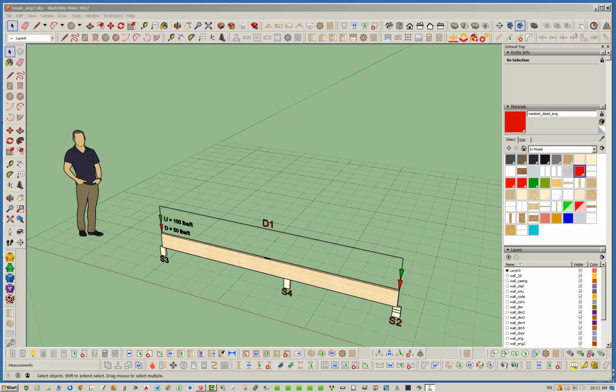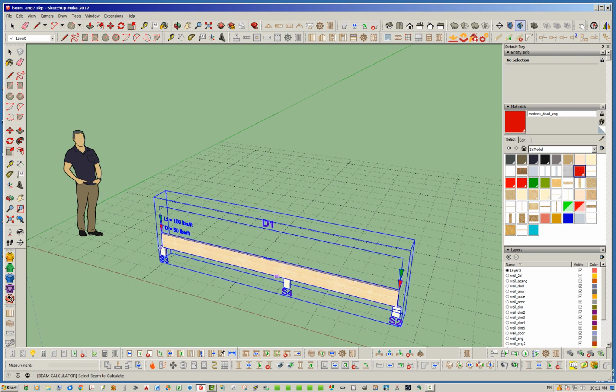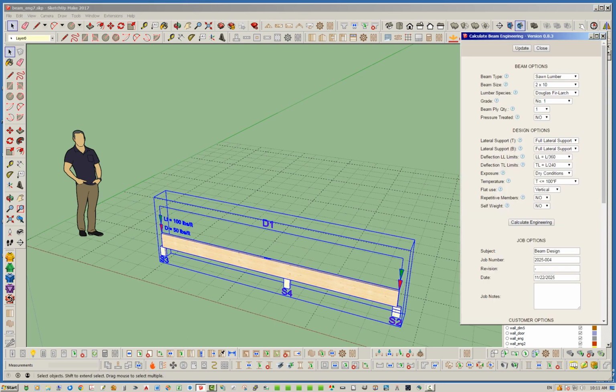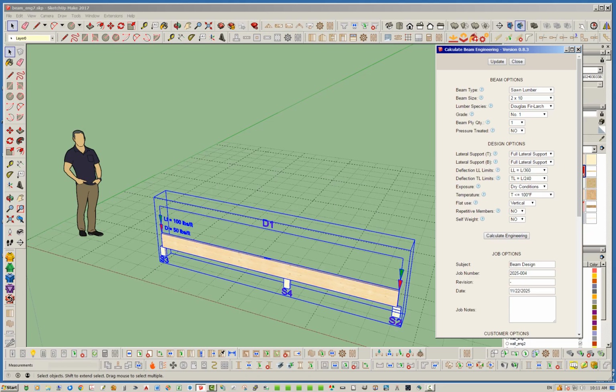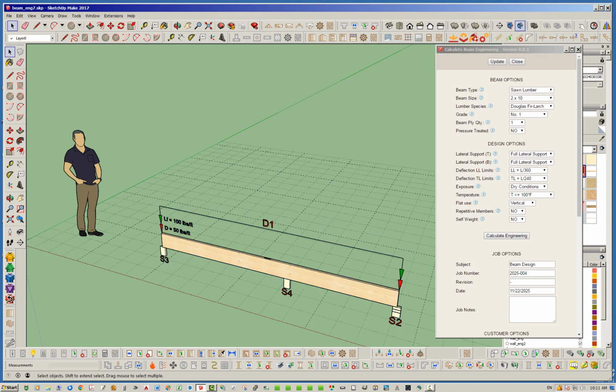Okay, so I'm going to go ahead and hit the engineering button here and select this beam. And I'm going to show you right here at the top under design options, you're going to see lateral support T and lateral support B. So T obviously stands for top and B stands for bottom. So that means the T is the bracing along the top edge of this beam, and the B is for the bottom edge, right?